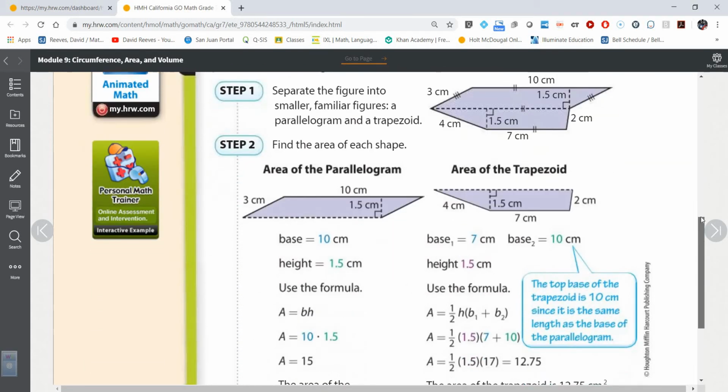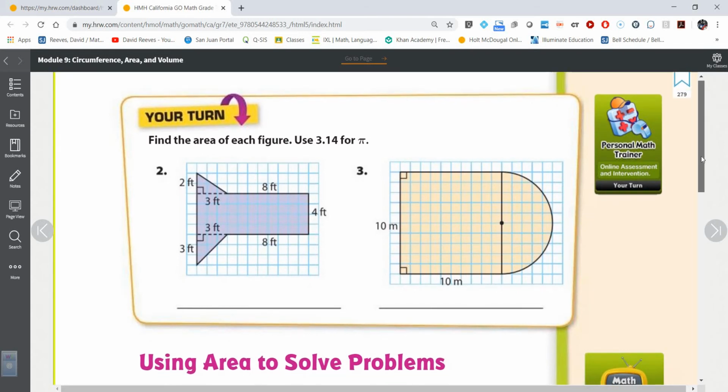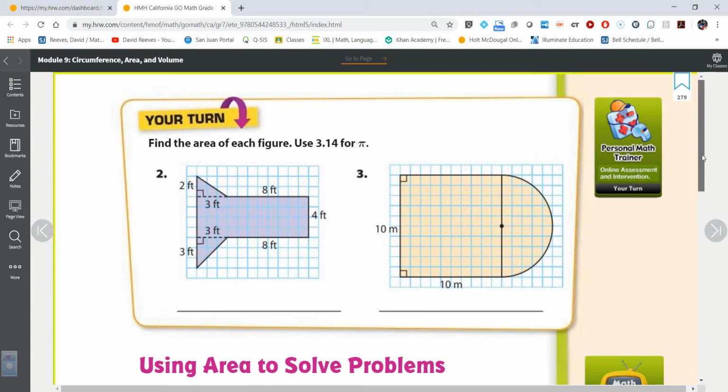All right, so let's go ahead and take a look at some examples here. So I'm in the textbook on page 279 if you wanted to work through these in your textbook with me.